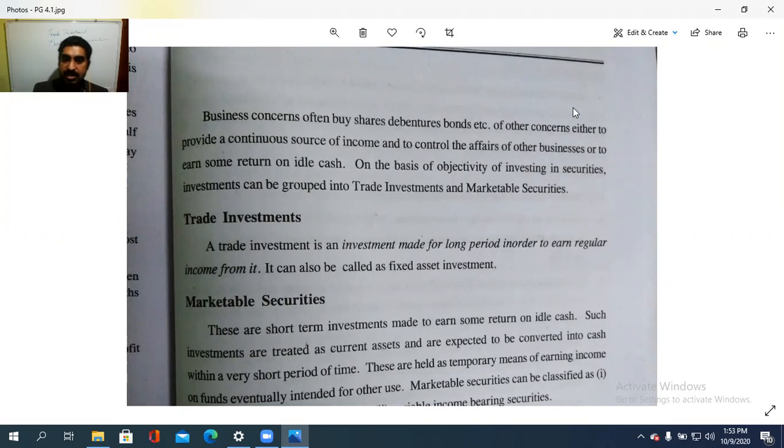Trade investment is an investment made for a long period in order to earn regular income from it. It is called fixed asset investment. Fixed asset, that is, used for a long span of time. That is the fixed asset. So, a trade investment is an investment that is made for a long period in order to earn regular income, so it is also called fixed asset investment. Means to earn a regular income and for a longer period of time, such an investment is made. It is called trade investment.